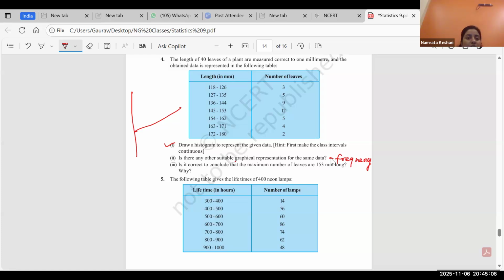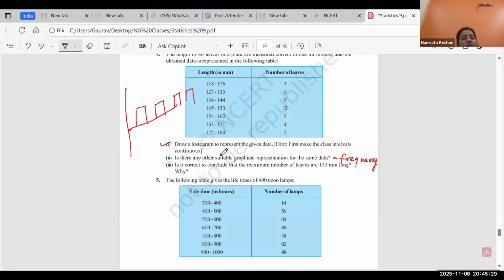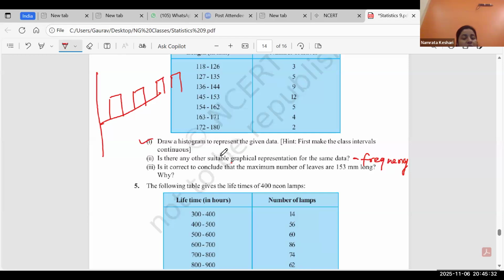Bar graph looks like this. The bars are separated from each other, right? That's called bar graph. So here the other way to represent the data is frequency polygon. Do we have to represent it? It doesn't say. It just says, is there any other suitable graphical representation? So we will say, yes, there is another suitable graphical representation for the same data, that is frequency polygon. Clear? Do we have to write just one statement and we are done? Yes, just one statement, and we are done. Okay, let's do the next one.